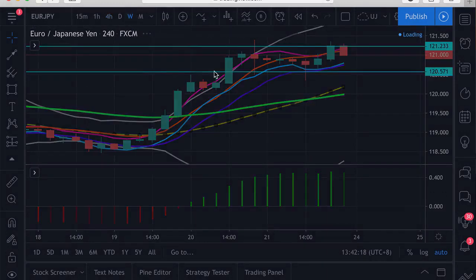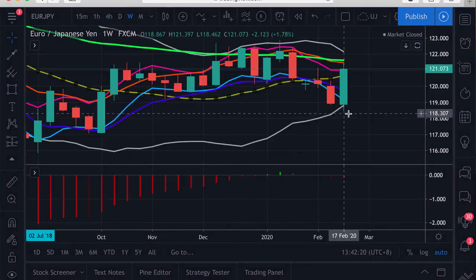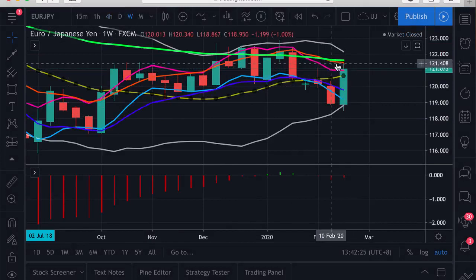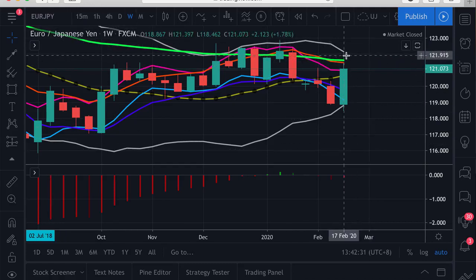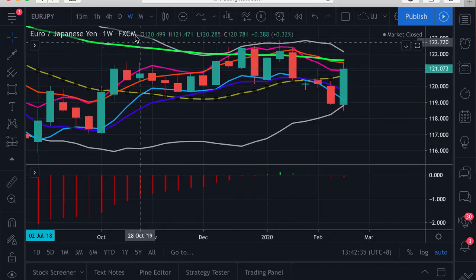For EURJPY in a weekly time frame, we can see that the price is rejecting the MA510 high and also EMA 50. This is a strong re-entry sell. And at the same time, the BB is contracting, meaning the upward movement is not going to last.